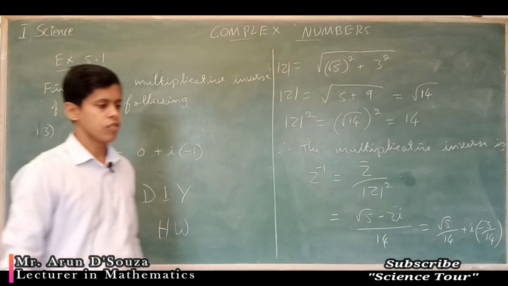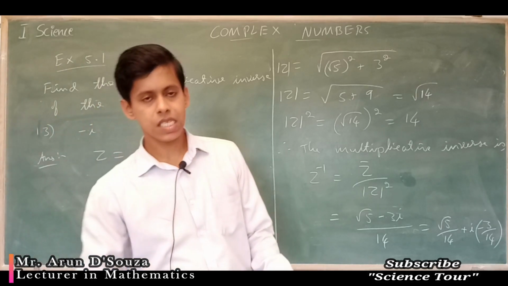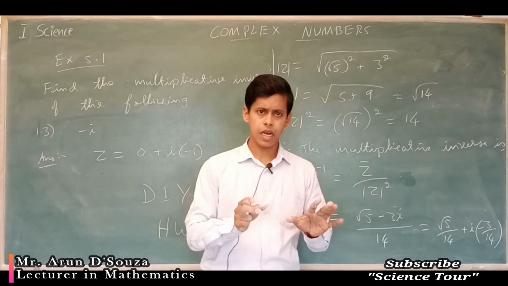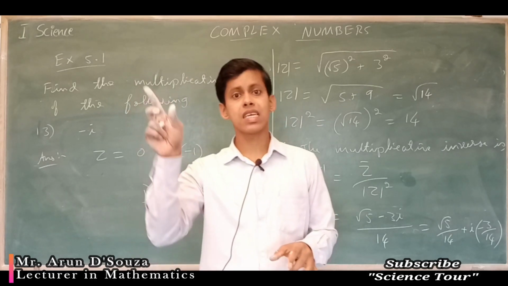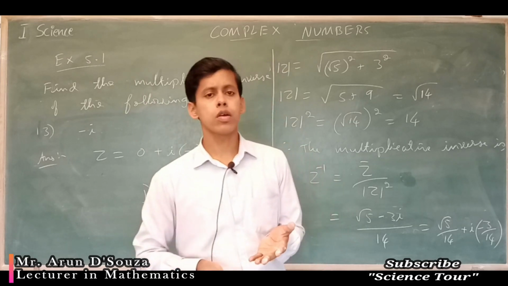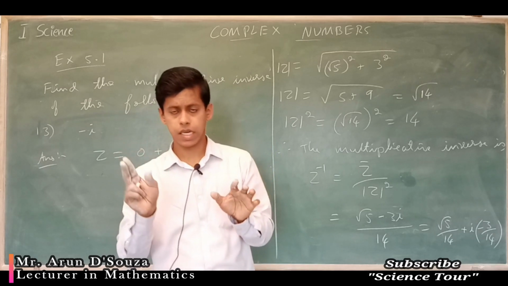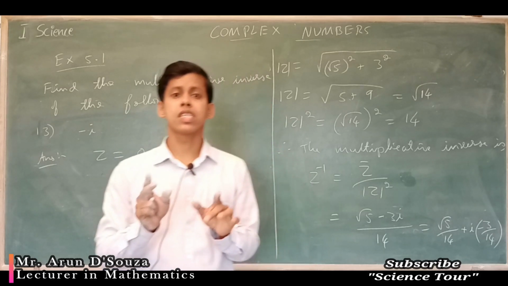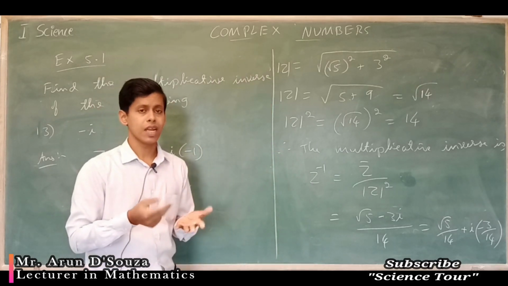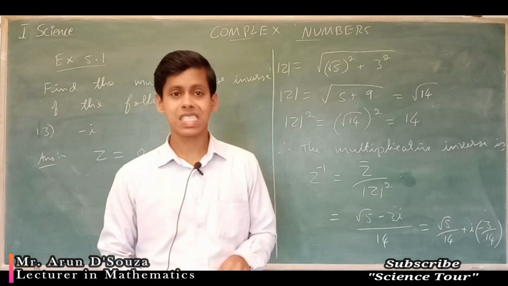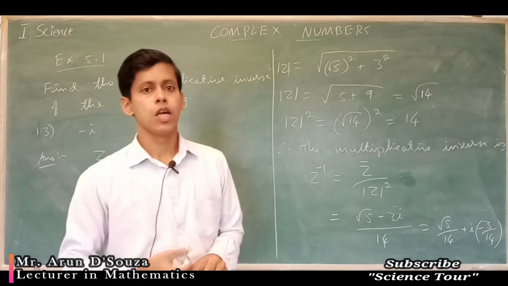Well, so that's all for this multiplicative inverse. In the next class, we will continue and understand how to plot a complex number in the graph. You know how to plot a number on Cartesian coordinates, right? You know how to draw straight lines in the graph. Likewise, in the next class we will understand how to plot complex numbers in the graph.